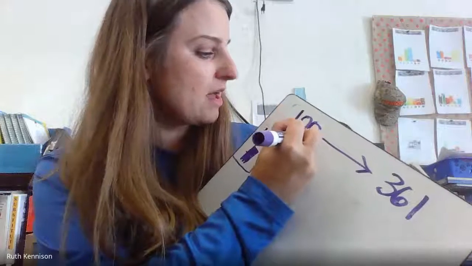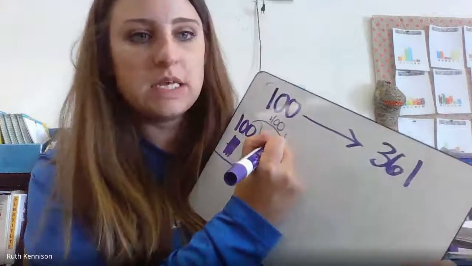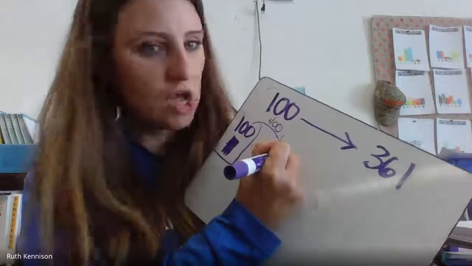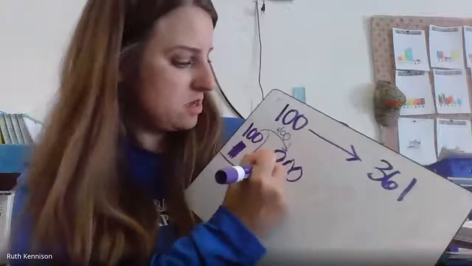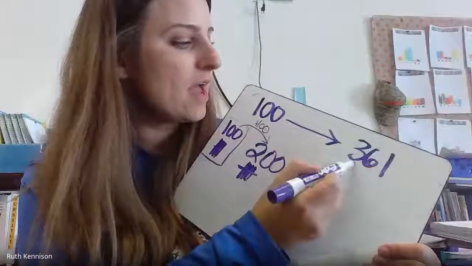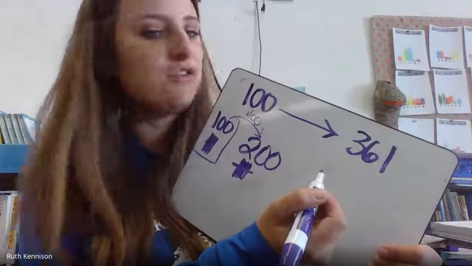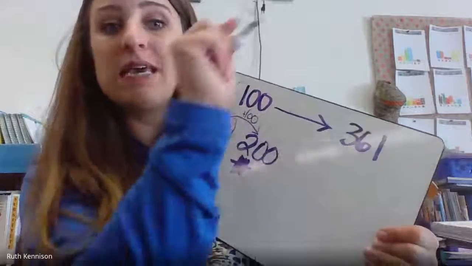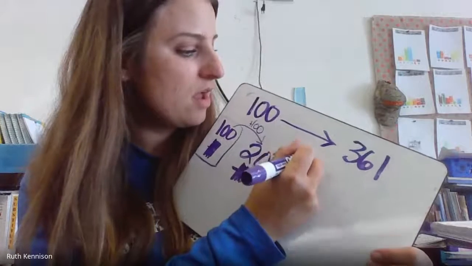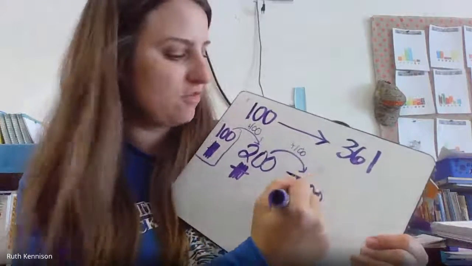We're going to add 100. 100 plus 100 is 200. Very good. And are we there yet? Are we to our hundreds place number? Oh, I see head shaking. No, we're not. So we're going to keep going. We're going to do another 100. And now we're at 300.